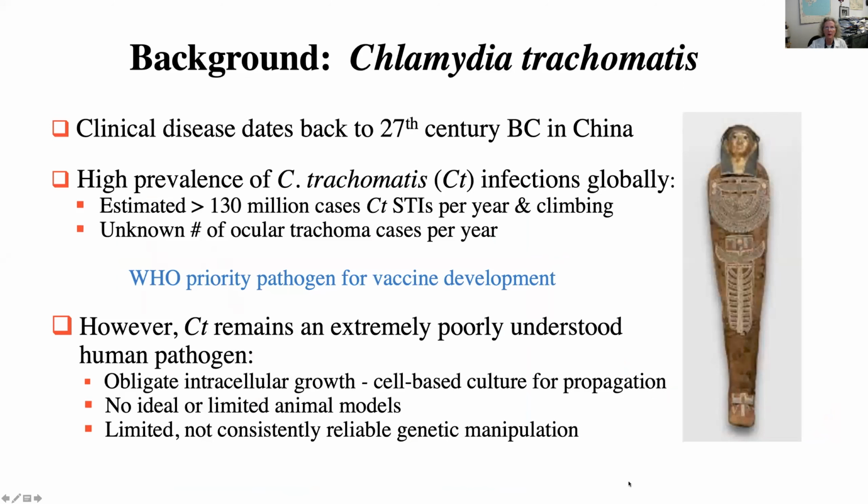Chlamydia has been around for a very long time, since the 27th century BC. It's had plenty of time to evolve, but it's still evolving. It's a very prevalent organism, causes over 130 million cases worldwide each year, and those rates continue to increase. While we don't know what the true estimates are for trachoma, which is a chronic ocular disease caused by chlamydia, we estimate that there are about 250 million cases worldwide. And that's one of the reasons why the WHO has made Chlamydia trachomatis a priority pathogen for vaccine development.